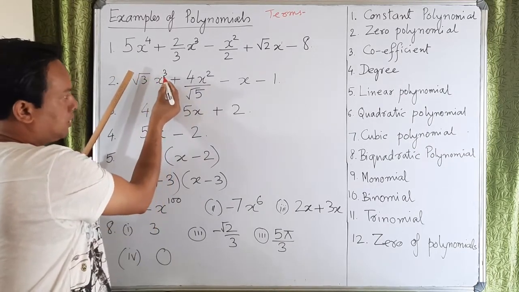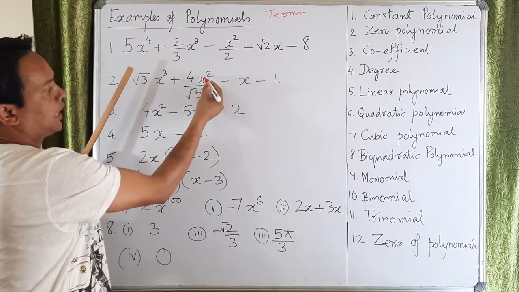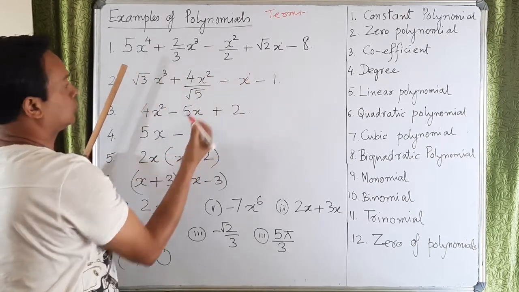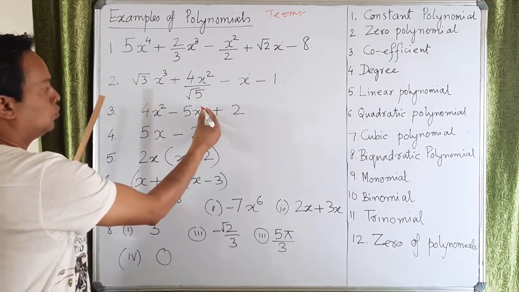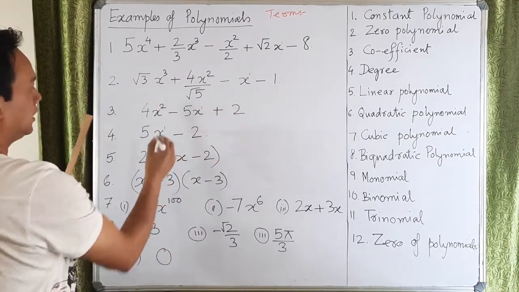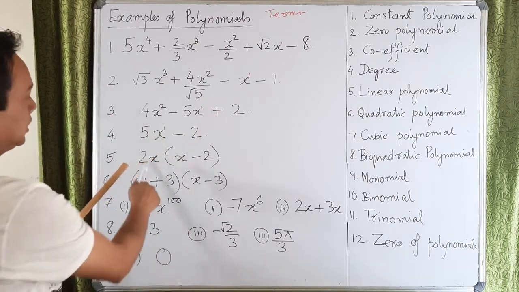Anyway, so here it's x cube, x square. This is all whole number. This is also whole number. 3, 2, 1, whole number. So polynomial. 2, 1, polynomial. 1. So polynomial. This one.